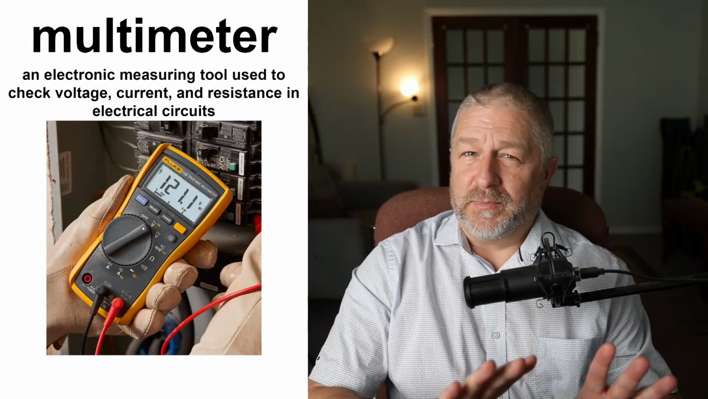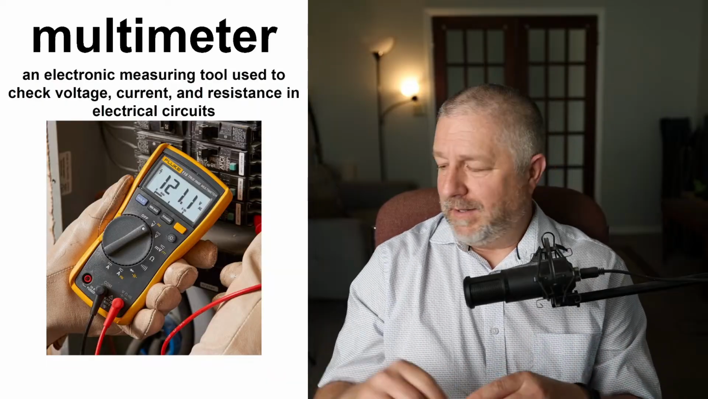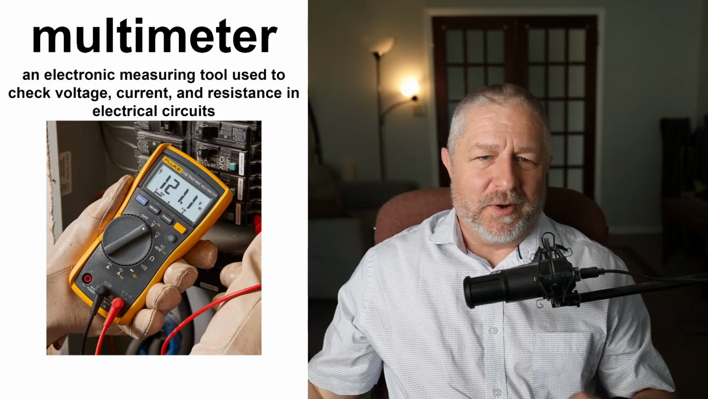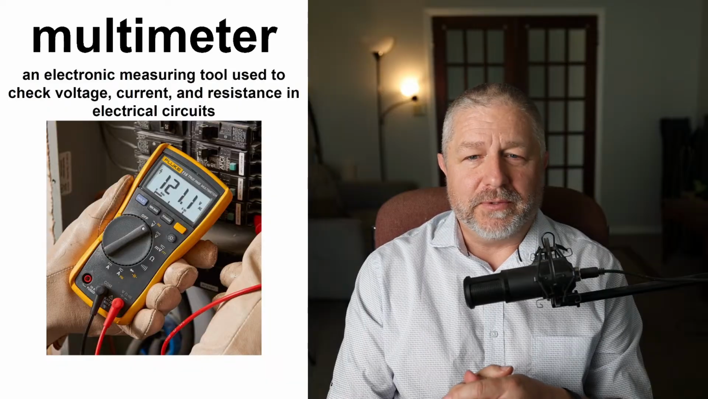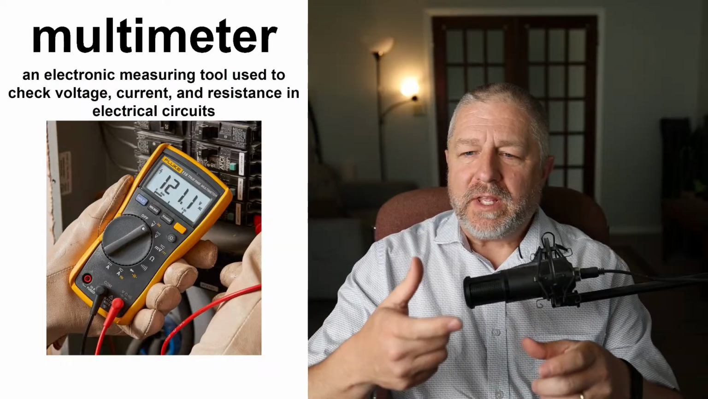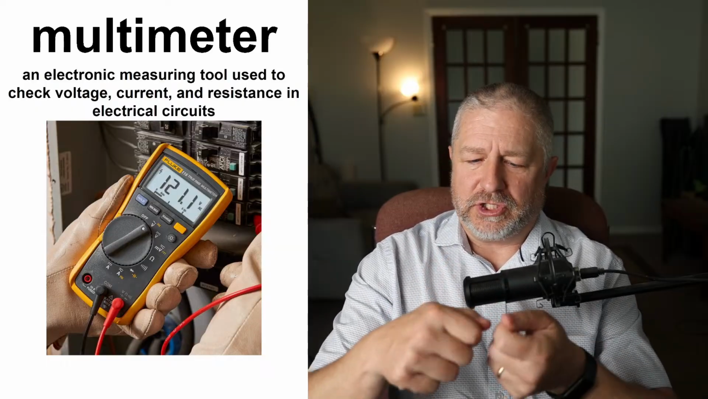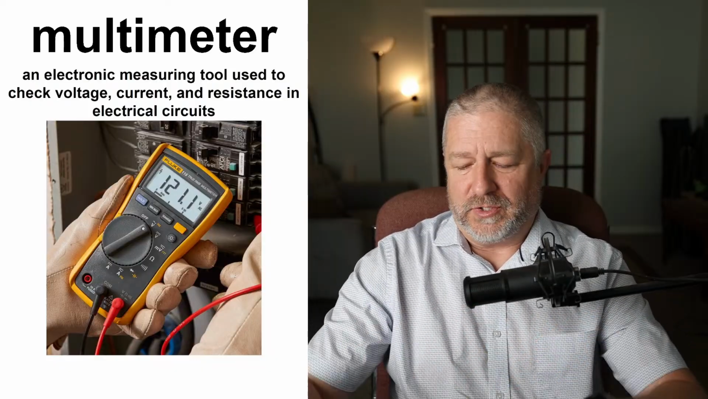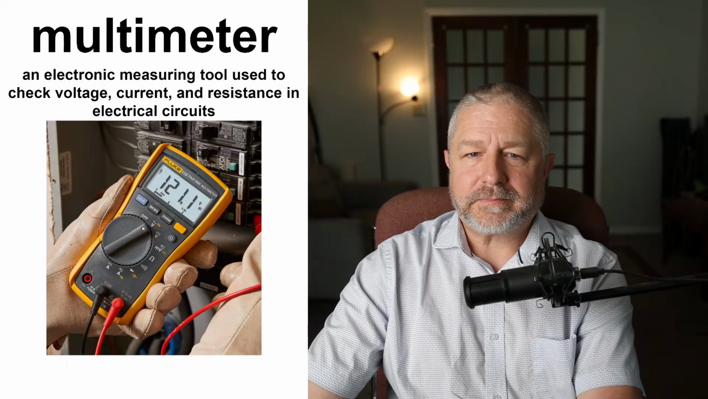This is a little smaller than large tool, but this is handy as well. And it's called a multimeter. A multimeter is an electronic measuring tool used to check voltage, current, and resistance in electrical circuits. Very handy. If you have a tool and when you plug it in, it doesn't work, you can check, does this outlet have power? Is power getting to the tool? You can figure out why it's not working.